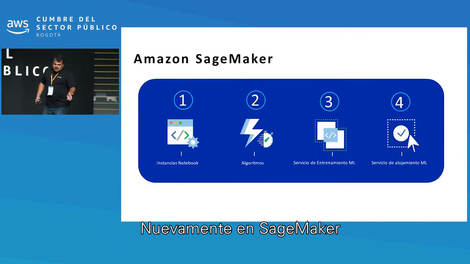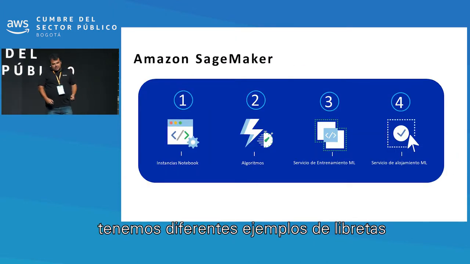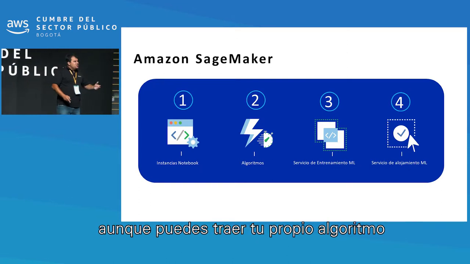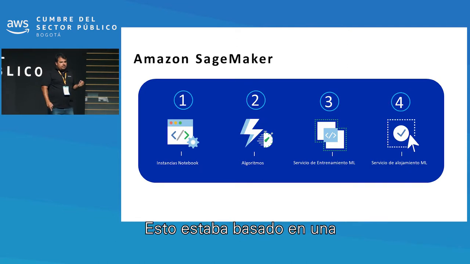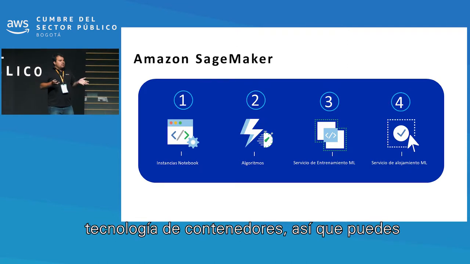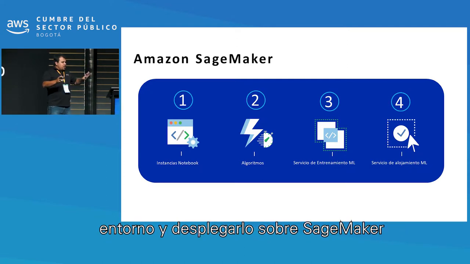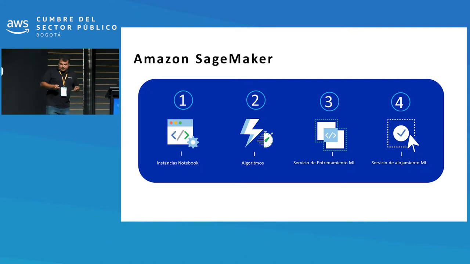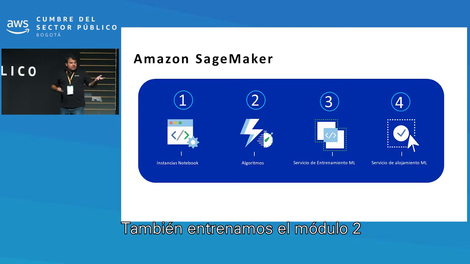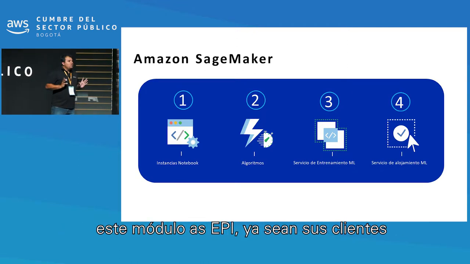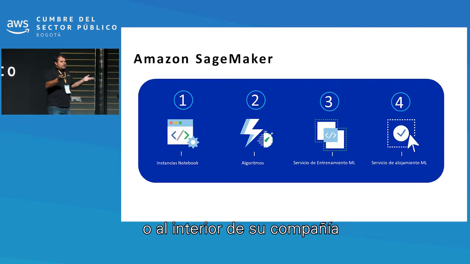So again, SageMaker: you have notebook instances. You have a lot of predefined algorithms, but you can bring your own algorithm. This is based on container technology, so you can customize a container with your own framework and deploy on top of SageMaker. We train your model for you, and we deploy the model so you can offer this model as an API to your customers or internally within your company.